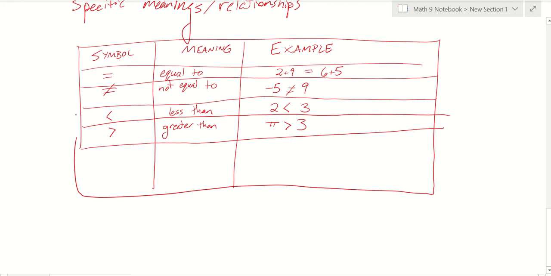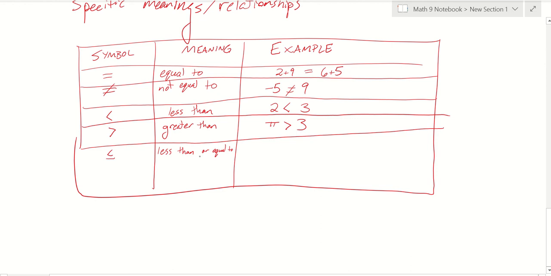But we can actually have slightly different versions of this symbol and this symbol, and I'll show you what they look like. These will be our last two symbols. So next up we have this symbol. And this means less than, right? It's got the same orientation as this symbol. So this means less than or equal to. So less than or equal to.